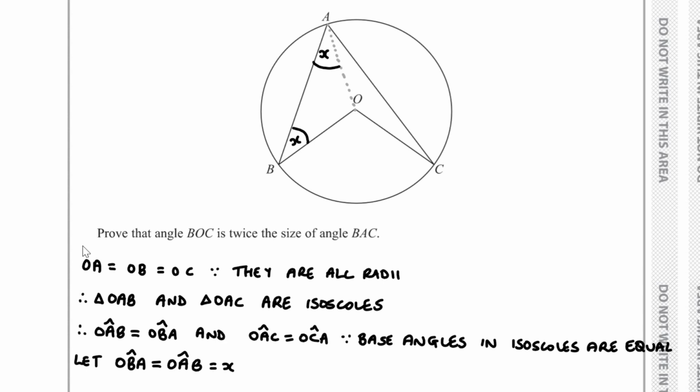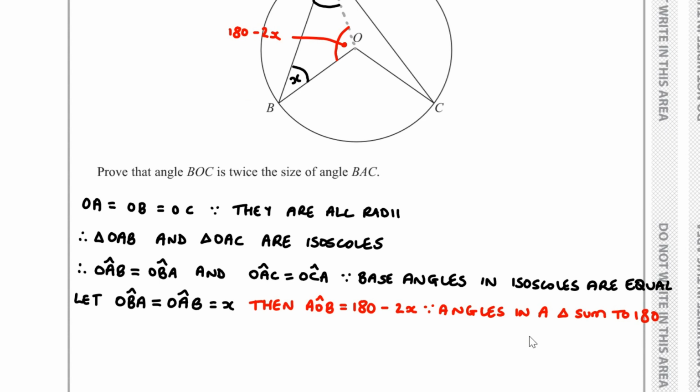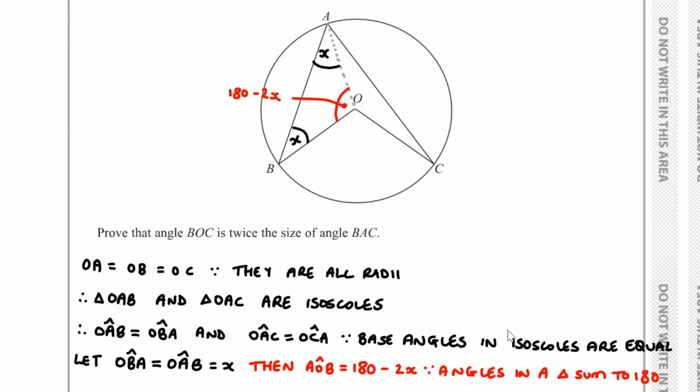And with that, we can find out this missing angle over here. This missing angle here will therefore be 180 minus 2x. And that's because angles in a triangle add up to 180. So let's just write that down. So AOB, which is this angle here, equals 180 minus 2x. And that's because angles in a triangle sum to 180.